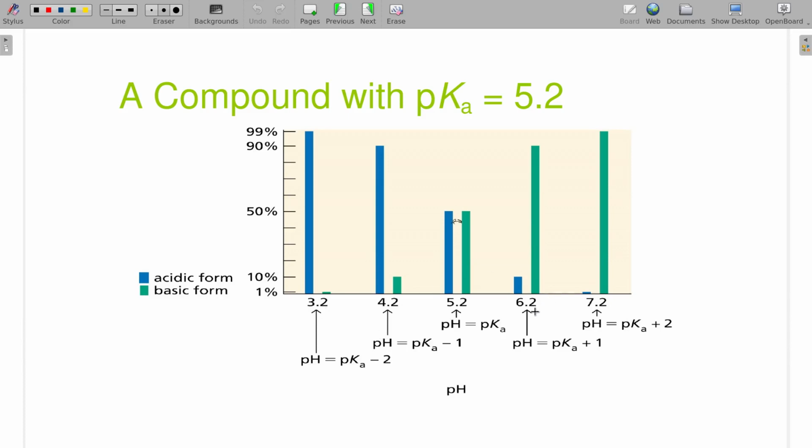And the same thing happens if we go basic. If we have a 90 to 10% relationship between the base form and the acidic form, we are 1 whole unit above, and 99 to 1 is 2 units above. So the neat thing is we can make a lot of good calls about what the nature of our equilibrium is between the HA and the A minus, based on just how close the pH is to the pKa. Works on bases too. We'd be using pKb's, but same type of idea. You're just moving up and down below or above the pH of the pKa.